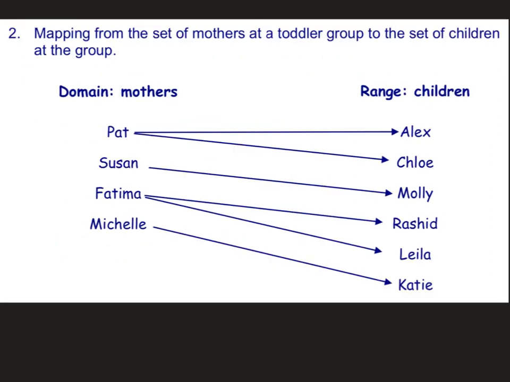Here we've got the set of mothers in a toddler group to the set of children at the group. For every mum, there might be multiple children, but in this example, every child has only one mother. So this would be a one-to-many.